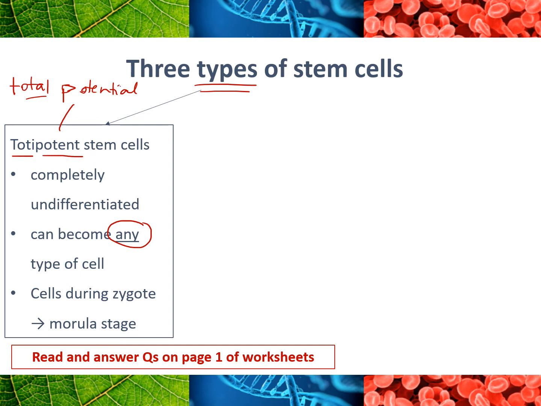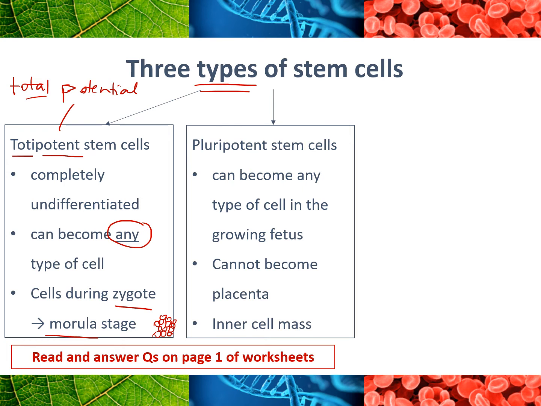It has not differentiated in any way yet. It can become any type of cell, and where we find totipotent stem cells is the zygote. The zygote itself is totipotent because it can become any cell, up until the point of the morula, which, remember, is kind of like that ball of cells that are exact mitotic copies of the zygote. They're the only cells that are totipotent. They can become anything.